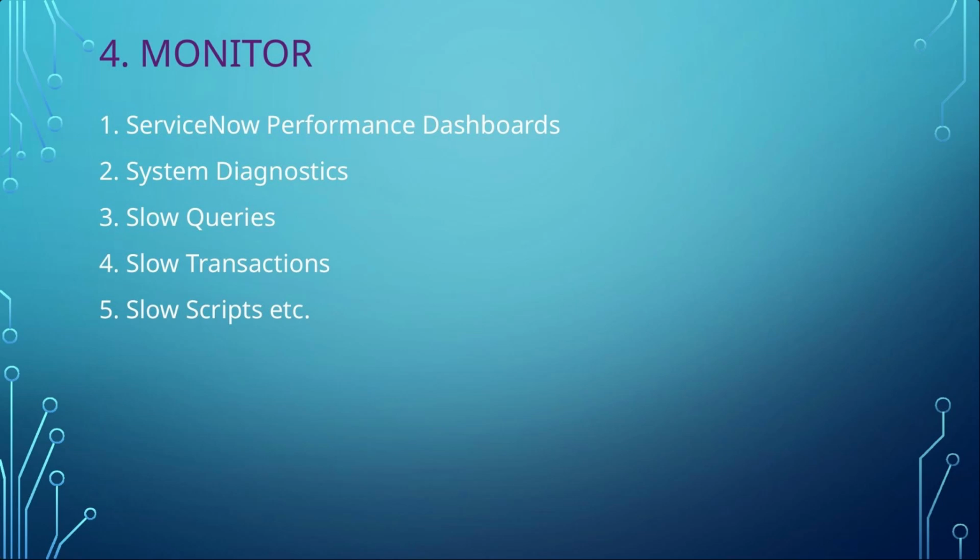So let's say we have identified slow scripts where, instead of using gr.updateMultiple or deleteMultiple, people are using while loops. Definitely it will take time, right? So we can optimize to deleteMultiple or updateMultiple. Those are the kinds of transactions we can think about for monitoring. So that's a quick look at it.